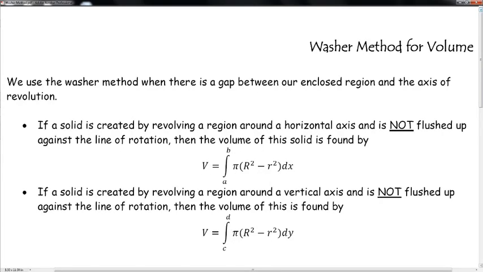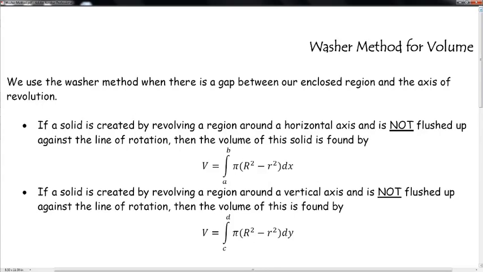Alright, so let's suppose we talked about the disk method, and so what if there's a gap between our area, our enclosed region, and the axis of revolution? This is what we're going to use with the washer method. And a washer, if you know anything about construction, looks like a donut. So when I spin it, it's going to create something similar to a donut. Not in all cases, but just to give you an idea.